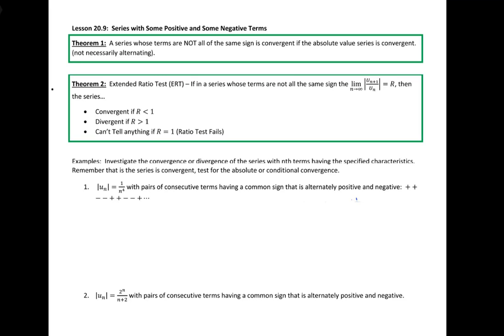All right. So the first theorem says a series whose terms are not all the same sign is going to be convergent if the absolute value series is convergent. So if we have a series that does not have all the same signs, we can test its convergence by determining whether or not the absolute value of that series would be convergent. If the absolute value of that series is convergent, then our series is also going to be convergent. All right, so that works for convergent.